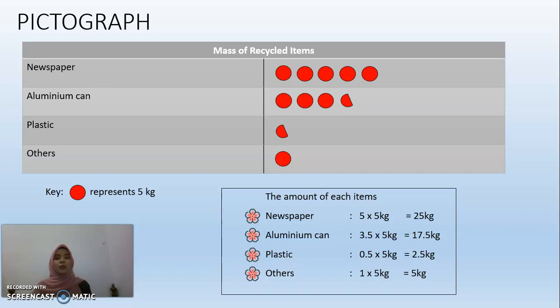Okay, for others, 1 red circle times 5 kilogram. So the mass for others is 5 kilogram. So as we can see here at the bottom of the pictograph, the amount for each item has been counted using the key represents.